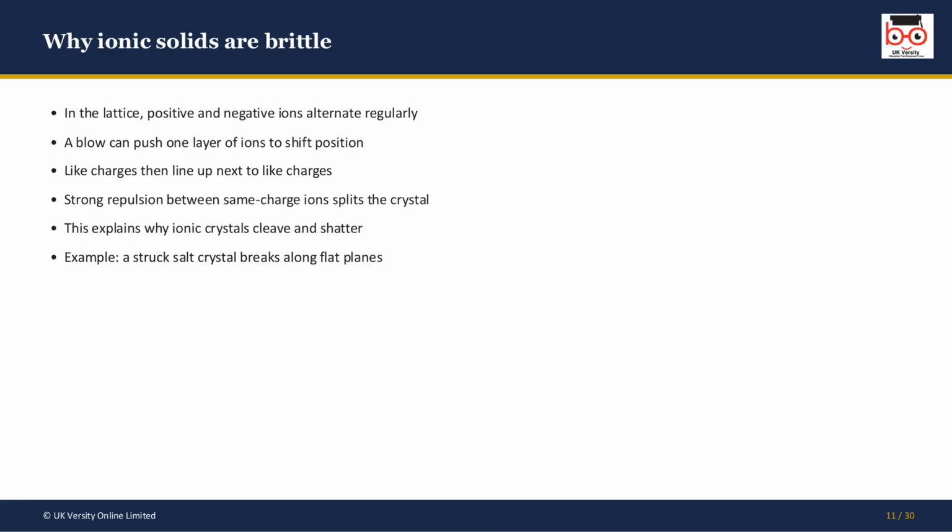Let's understand that brittleness properly. In the lattice, positive and negative ions alternate in a neat, regular pattern. If you strike the crystal, you push one whole layer of ions along. Suddenly, like charges line up next to like charges, positive against positive, negative against negative. The strong repulsion between those same charge ions splits the crystal apart. That's why ionic crystals cleave along flat planes and shatter, exactly what you see when a salt crystal is struck.